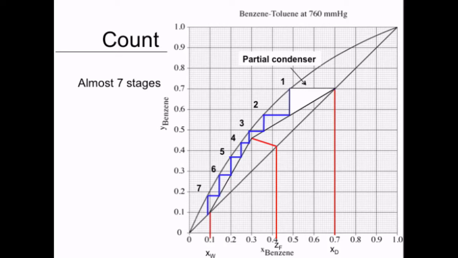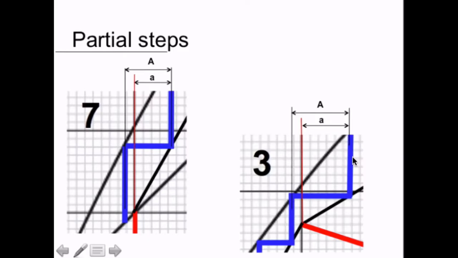Almost 7 equilibrium stages. Feed is on equilibrium stage 3, but if we think of what equilibrium stage within the column, we must deduct the partial condenser, so that's on equilibrium stage 2 inside the column approximately. To get more exactly, we take the feed is on stage 2 plus something.